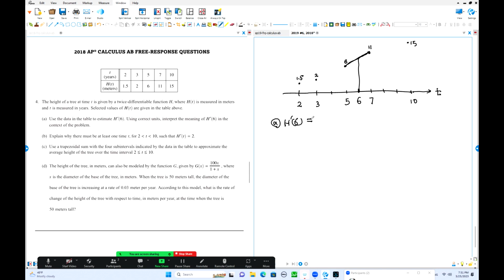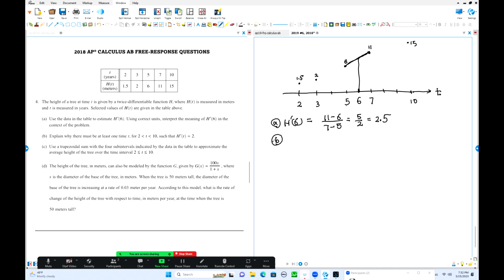Okay, what is the slope of this one? 11 minus 6, y2 minus y1, over x2, which is 7, minus x1, which is 5. The slope of this secant is defined as h prime of 6 at the middle point. This is 5, this is 2, equals what? 2.5. So the slope of the tangent line at this point 6 is 2.5. Okay? That is our definition, right?